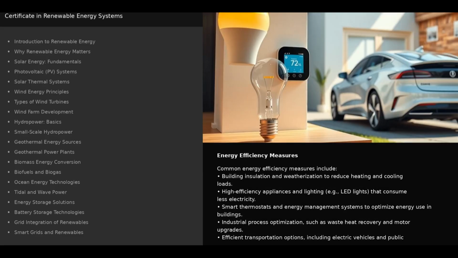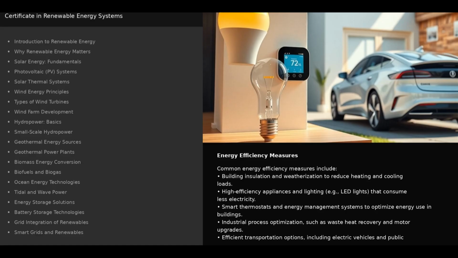Common energy efficiency measures include building insulation and weatherization to reduce heating and cooling loads, high-efficiency appliances and lighting, for example LED lights, that consume less electricity, smart thermostats and energy management systems to optimize energy use in buildings, industrial process optimization, such as waste heat recovery and motor upgrades, efficient transportation options, including electric vehicles and public transit, reducing fuel consumption. Behavioral changes like turning off lights and unplugging electronics also contribute significantly.